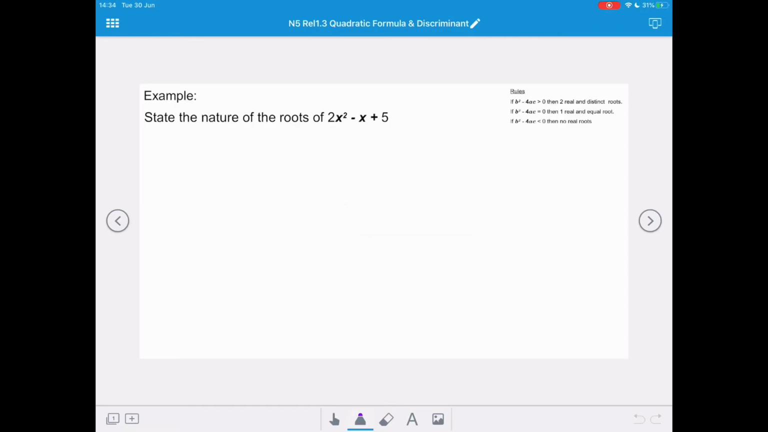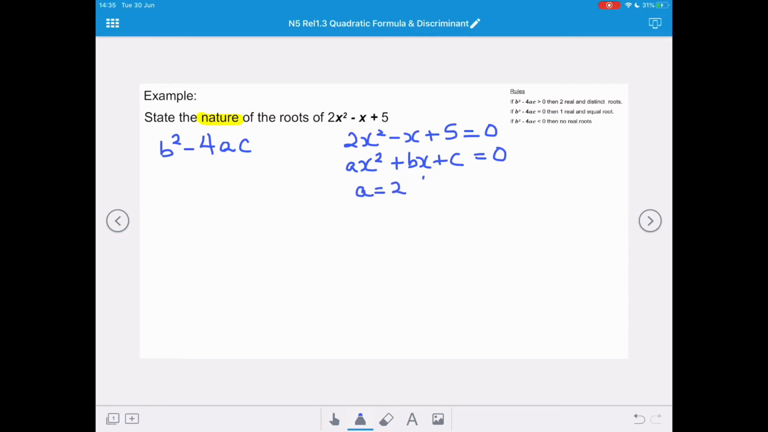So we want to state the nature of the roots of 2x squared minus x plus 5. The minute the question asks you about the nature, you're using the discriminant, and that's b squared minus 4ac. Now it's asking about roots, so we know in order to determine roots, we need to equate our 2x squared minus x plus 5 equals 0, and then compare it to our general equation ax squared plus bx plus c equals 0. And so we can determine that a equals 2, b equals negative 1, and c equals 5.